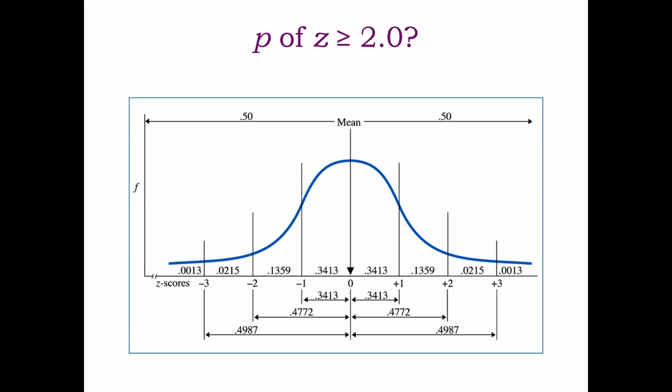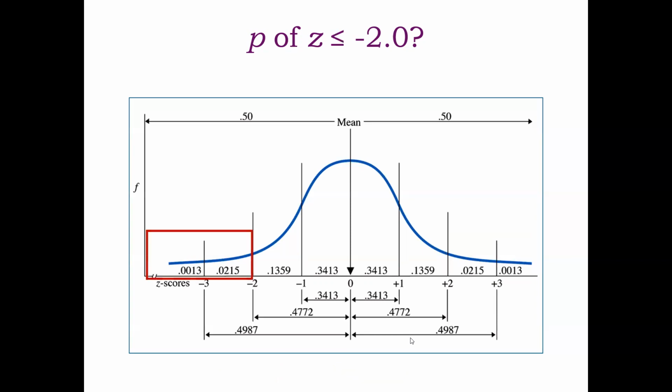Okay, so what about the probability of Z being greater than 2? Right? We know that's not too big, right? But we can see the proportion of the scores in a normal curve being between 2 and 3 is 0.0215, and greater than 3, as we already saw, 0.0013. We can add them up. We get 0.0228. For the other tail, the probability of Z being less than -2, it's the same proportion as before. So the probability again is 0.0228.